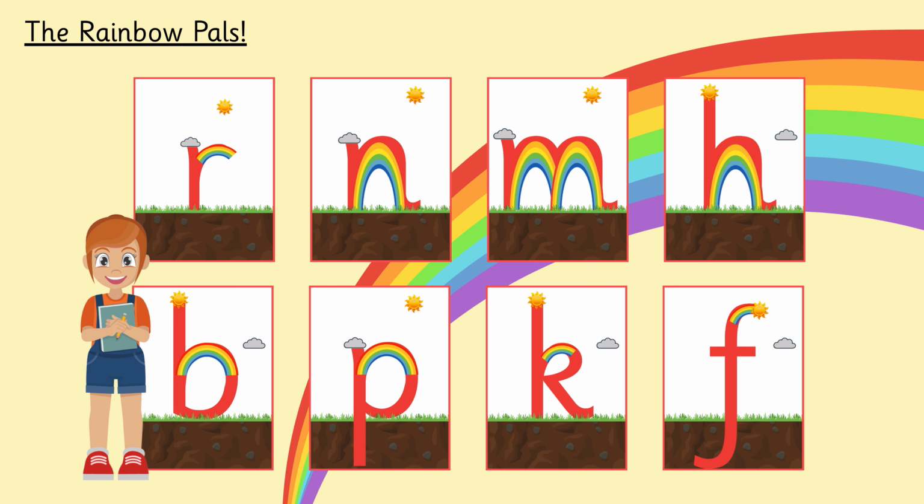These letters are the rainbow pals. So all of these letters go down, back up, and then over the rainbow. Or in the case of P, B and K, they go round the rainbow. And then whatever sort of alternative movement comes after that. The letter F goes backwards over the rainbow, down, flick and cross.